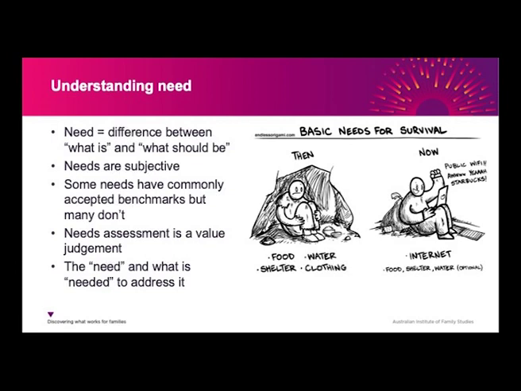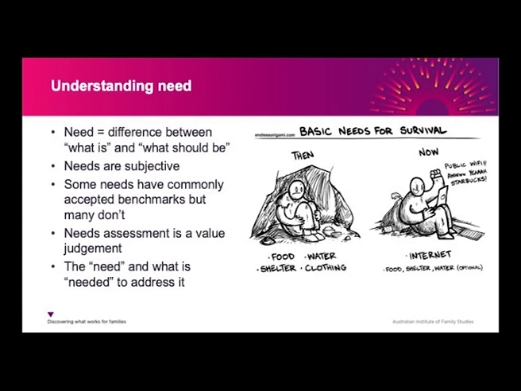In many parts of Australia today, access to the internet is absolutely essential, but this is different to 10 or 20 years ago, and is definitely different in some parts of the world and in some parts of Australia today. So what we're saying is that needs are subjective, and this ideal state, this idea of what should be, really depends on our vantage point and on who we are and where we're sitting and how we're looking at things.